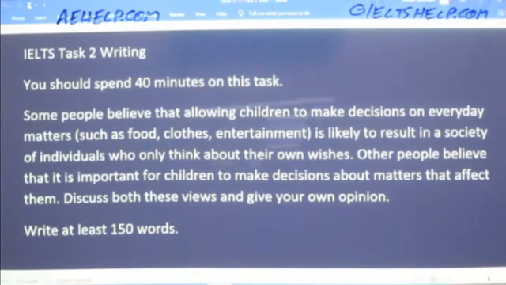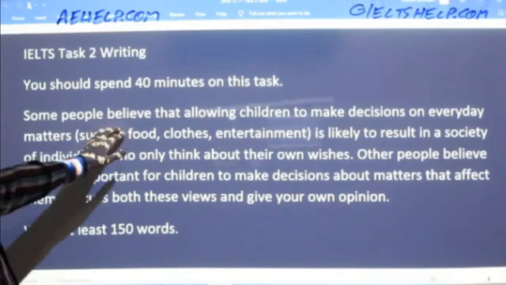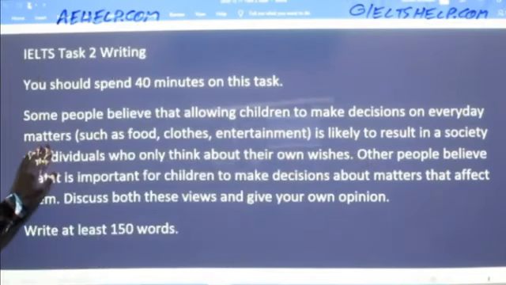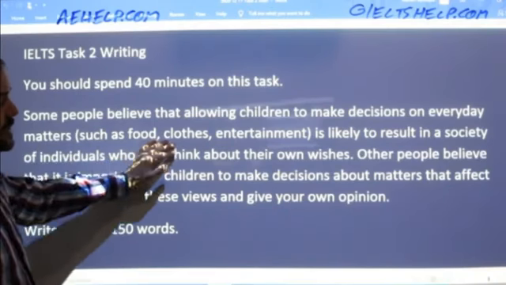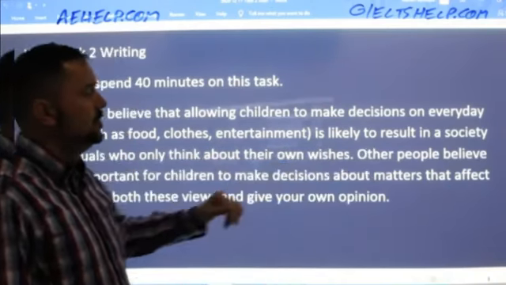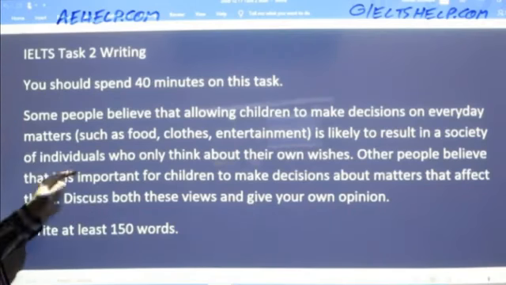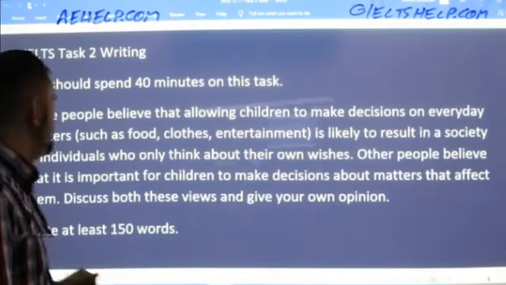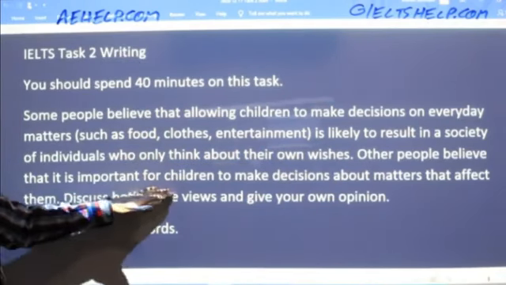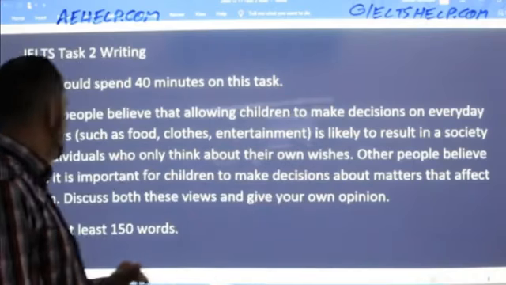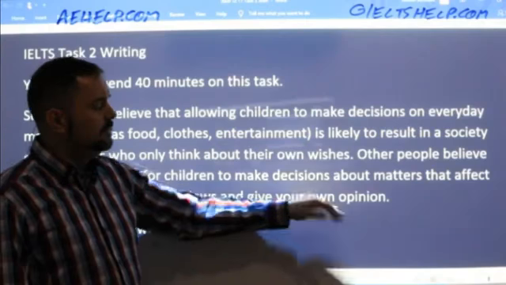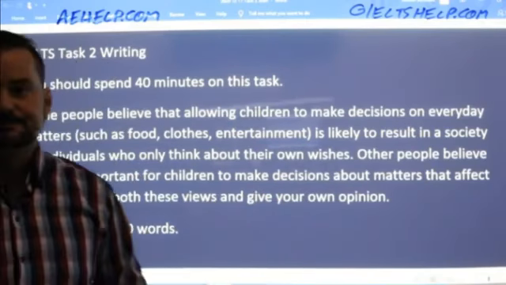So here we go. Some people believe that allowing children to make decisions on everyday matters, such as food, clothes, entertainment, is likely to result in a society of individuals who only think about their own wishes. Other people believe that it is important for children to make decisions about matters that affect them. Discuss both these views and give your own opinion.